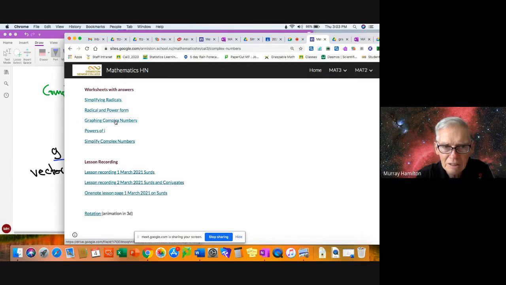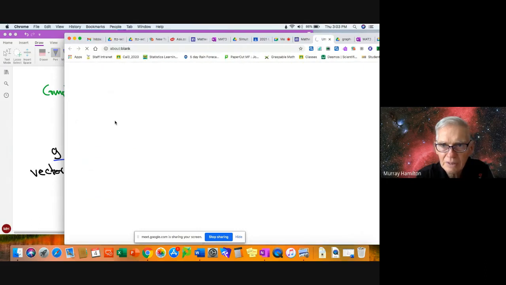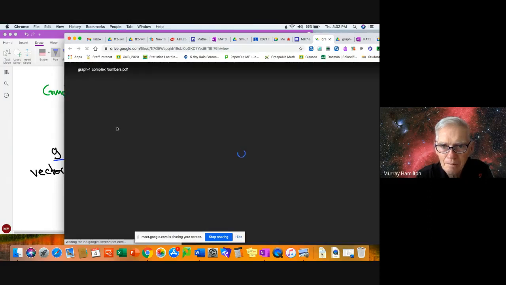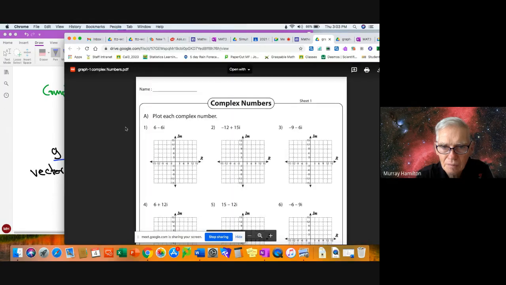Okay, so let's have a look at this graphing of complex numbers sheet again. Okay, so 6 minus 6i, I would just count along 1, 2, 3, 4, 5, 6, go down 6 there, put a dot. I can't do it on this piece of paper here. So negative 12 plus 15, go along to negative 12, up to 15.